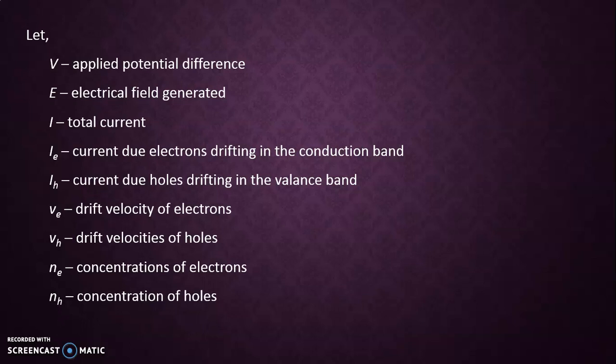So again we'll see the total symbols that we are using in the derivation to obtain the equation of conductivity in semiconductors. Just again, there is capital V, E, capital I suffix E, I suffix H, V suffix E, V suffix H, N suffix E, N suffix H. These are the symbols used in the next equation.